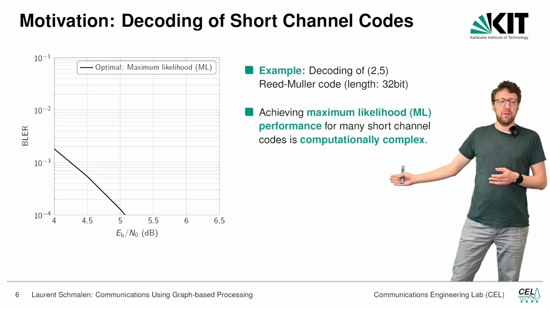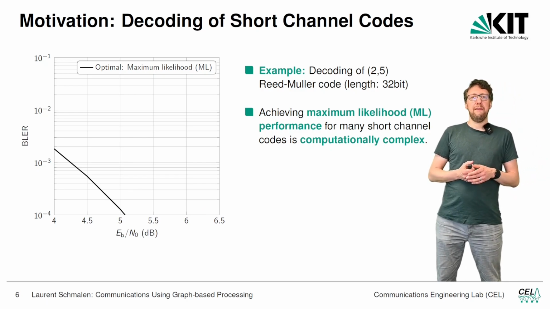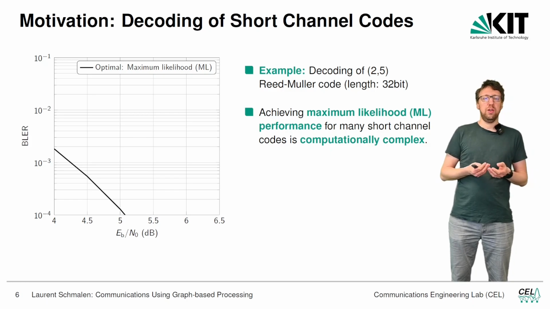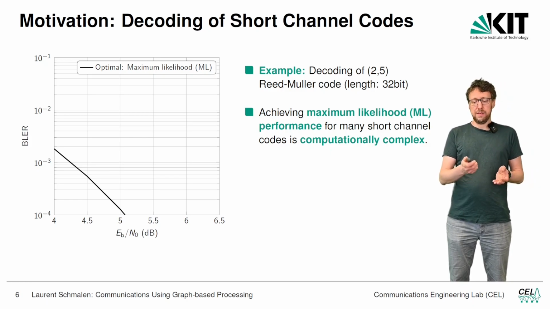What we see here in the graph is the block error rate, or the error performance, as a function of the signal-to-noise ratio, Eb over N0, with an optimum maximum likelihood decoder, which we can calculate for this short regime, for these short block lengths, but typically it's not feasible in practice.